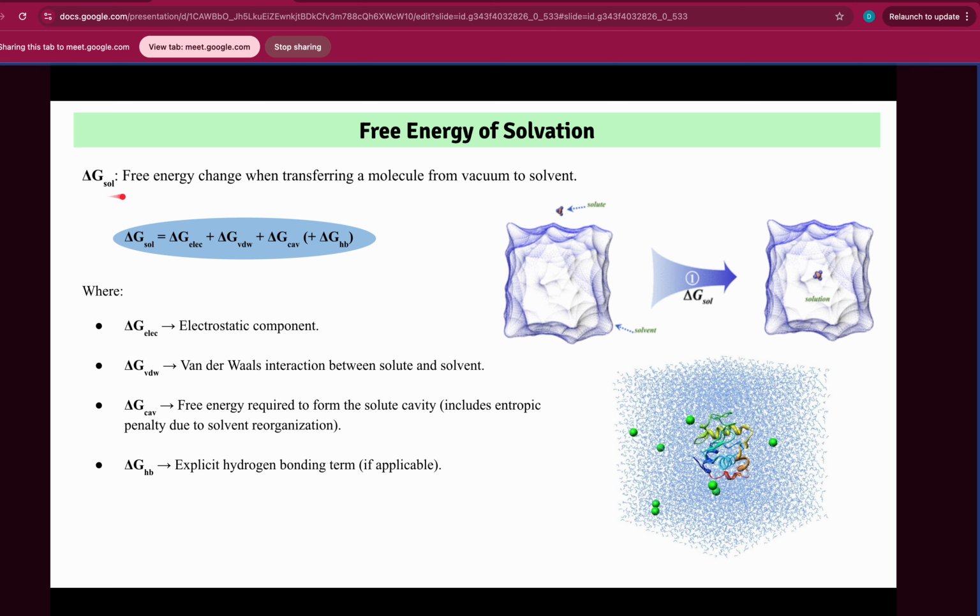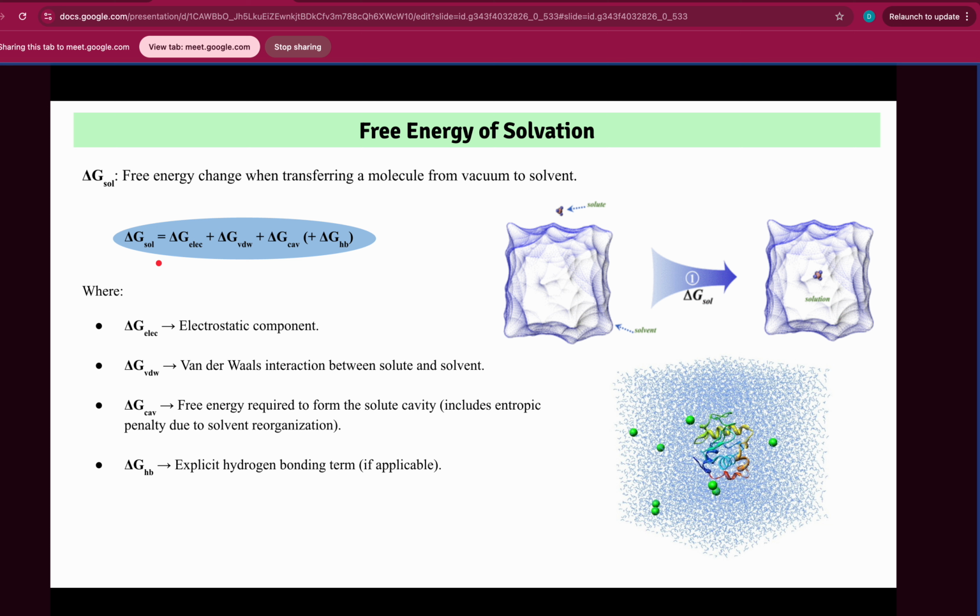In this case, delta G sol, that means the energy of solvation, is the free energy change when transferring a molecule from vacuum to solvent. Because in your system you have loaded a PDB file which was in vacuum, now you are moving it to a solvent, you are adding water molecules, so there will be some free energy change which will take place.